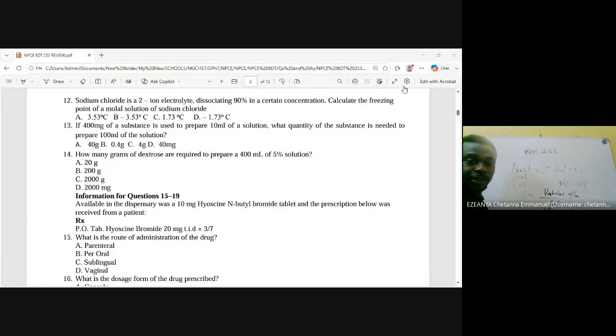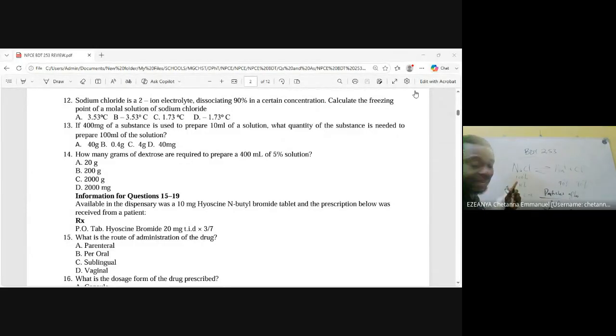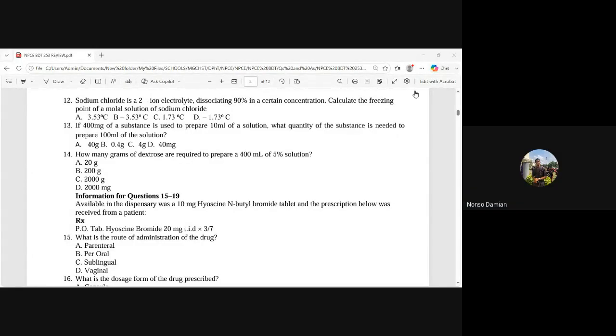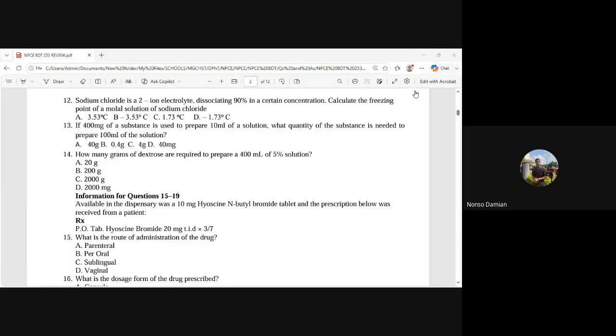Can you see what's on the board? The board is where I'm writing. The screen is just the question. Can you see the board at all? Yes, I can see the board, sir. Good. The screen you can touch so that it can be bold. You can put it in landscape, so you can see the question. But for the board, you understand how this electrolyte dissociates, right? Yes, sir.